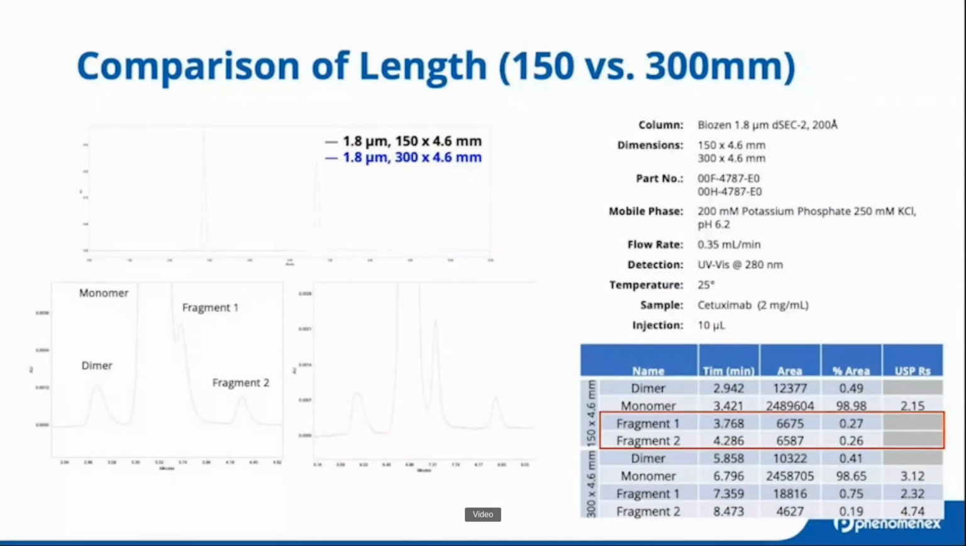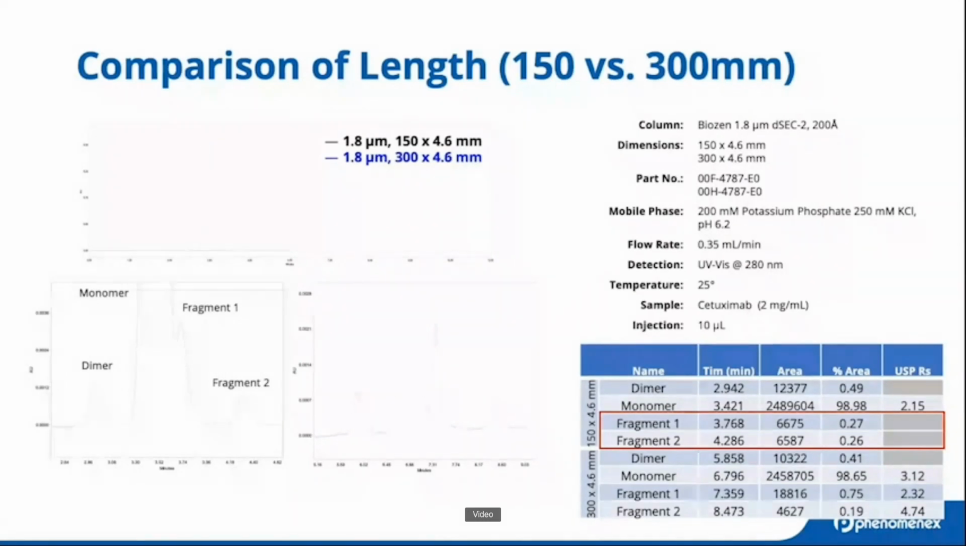with size exclusion, a longer column will always afford higher efficiency and greater separation. And here we're looking at cetuximab, which is a good example as fragment 1 and fragment 2 clearly separate in a well-optimized method. Now, if we run the 150 by 4.6, we can see that the fragment 1 comes out as a post-peak, and this can lead to differences in reported percentage area compared to the longer columns.